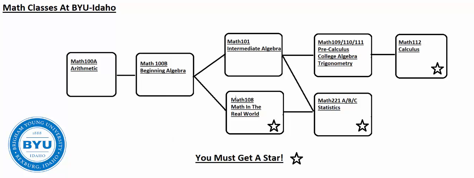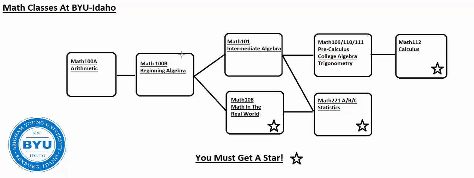A lot of students get Math 108, Math in the Real World, and then they are done, unless their major requires them to get more math. Some students have to take higher level math courses. For example, if you have to take Math 109, which is pre-calculus, or Math 110, which is college algebra, or Math 111, trigonometry, then you'll definitely need to take this path. And these lines show the path that you need to take.